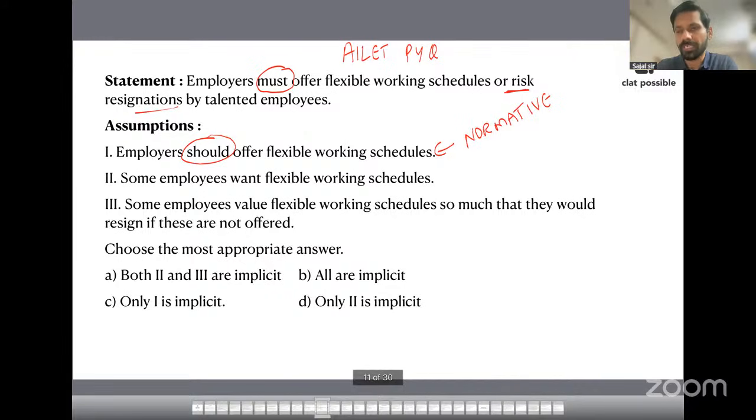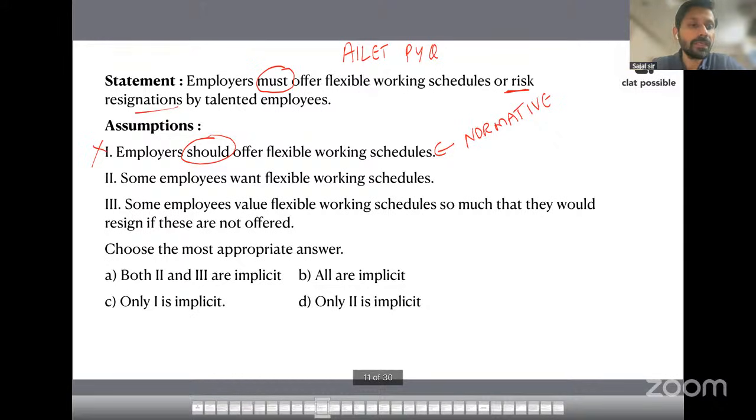Offering a view on it. Must is not necessarily a view. Must is like stating a fact that this is necessary. Okay, तो must and should को एक जैसा मत treat करना. तो should वाला part is not getting, it's not required.